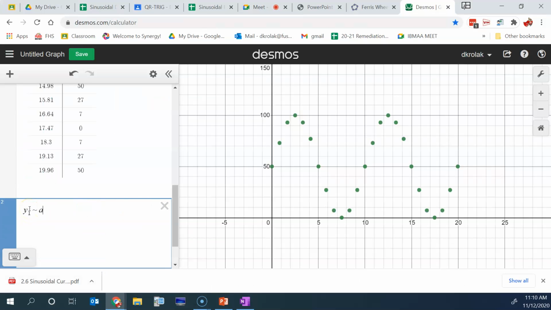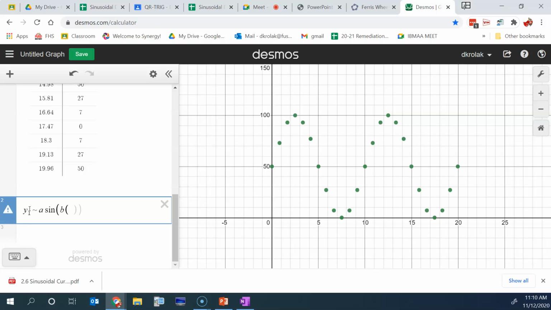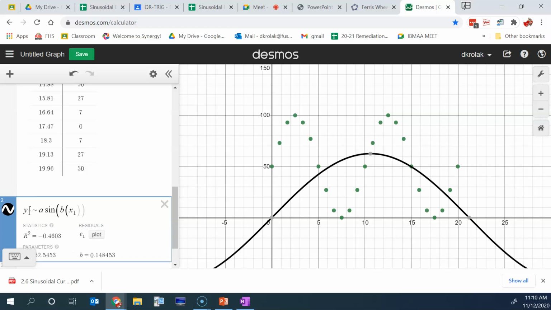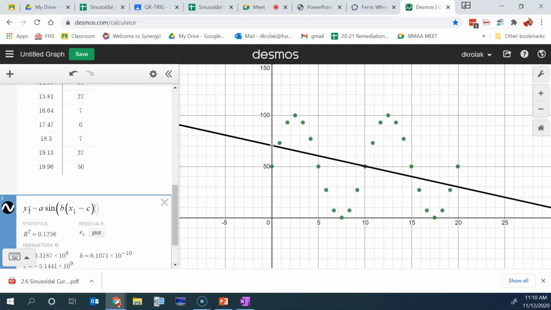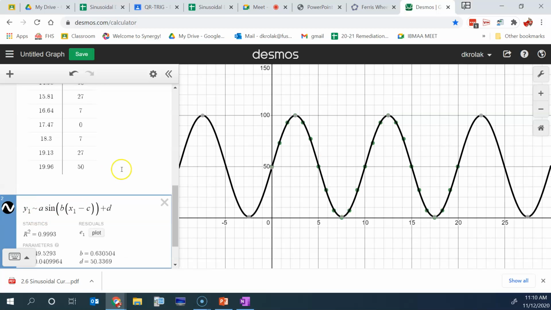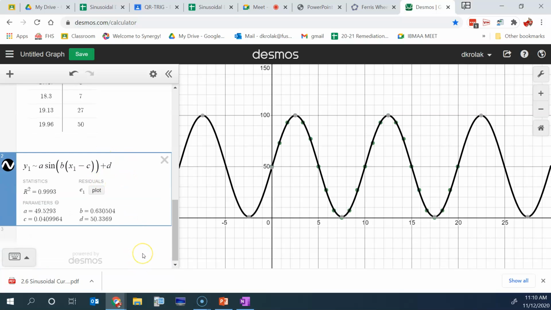Okay, I'm going to go A, that's my amplitude, sine, open the parenthesis, B, open another parenthesis, now type in X1, then minus C, now you got to close two parentheses, then plus D. And you should get a graph that runs pretty close to through all your points.